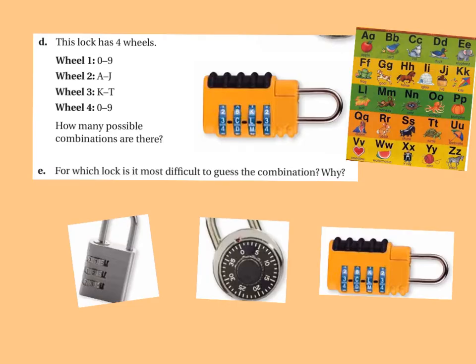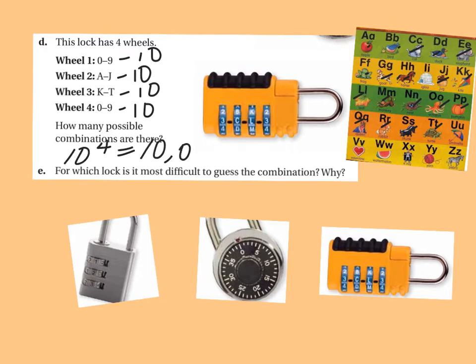All right, looking at this lock. So this lock's a little trickier. Wheel 1 has the digits 0 through 9. Wheel 2 has the letters A through J. That would be 10 letters. I put this chart over here if you don't believe me. Here's 1, 2, 3, 4, 5, 6, 7, 8, 9, 10. 10 for the 0 through 9. 10 again for K through T. Here's 1, 2, 3, 4, 5, 6, 7, 8, 9, 10. And 10 again here. So when we look at this combination lock, we have 10 times 10 times 10 times 10, or 10 to the 4th power. So there are 10,000 possibilities.